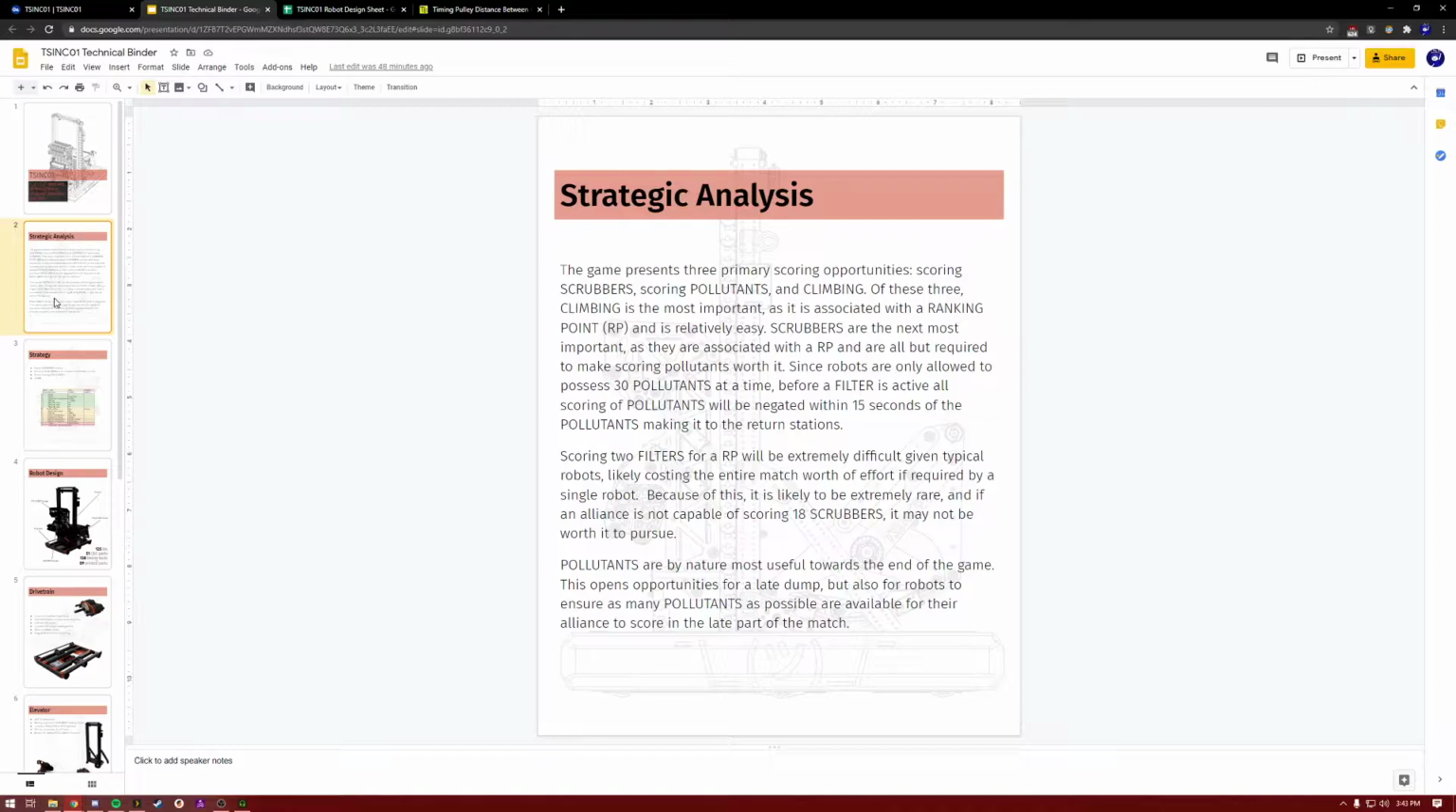If you look at most games in FRC, teams typically struggle to score more than like 4 cycles in a match, right? So when you look at a filter and trying to score 9 of those scrubbers, you're talking about 2 plus average robots for an entire match to get a single filter. And in that time, if you're scoring pollutants, yeah, you're bringing them over to your side of the field, but they're leaking and they're leaking fast.